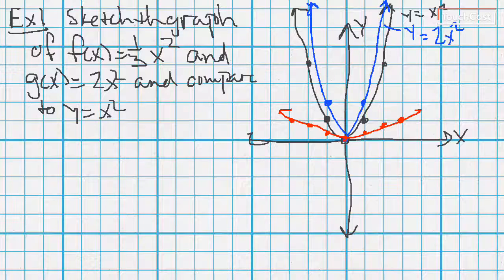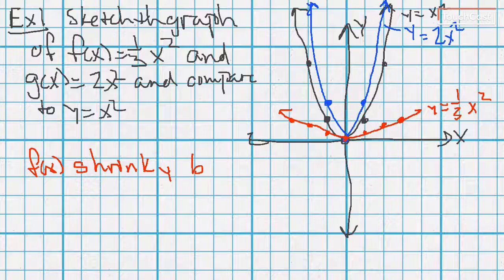Now, if I were to continue and have to explain what's happening with f of x, the red one, it is shrinking y by a factor of 1/3. It's essentially taking every y value and dividing it by 3.